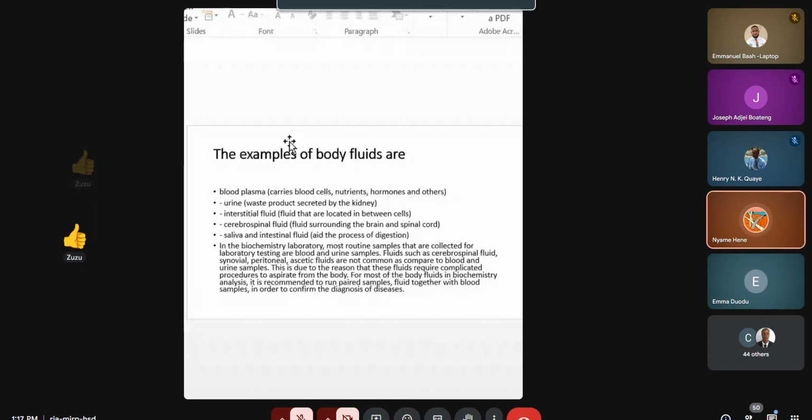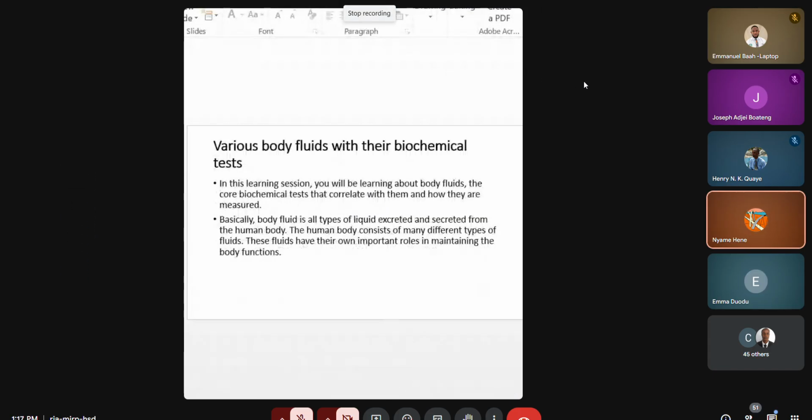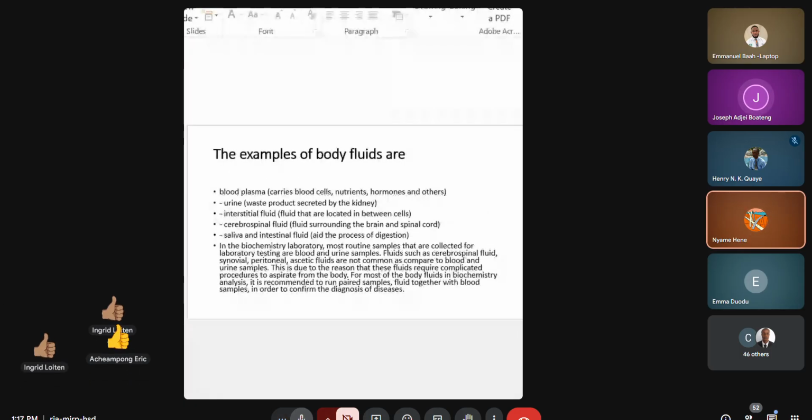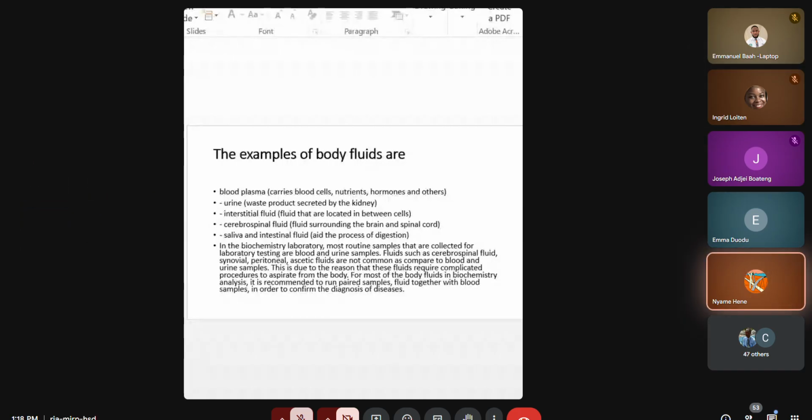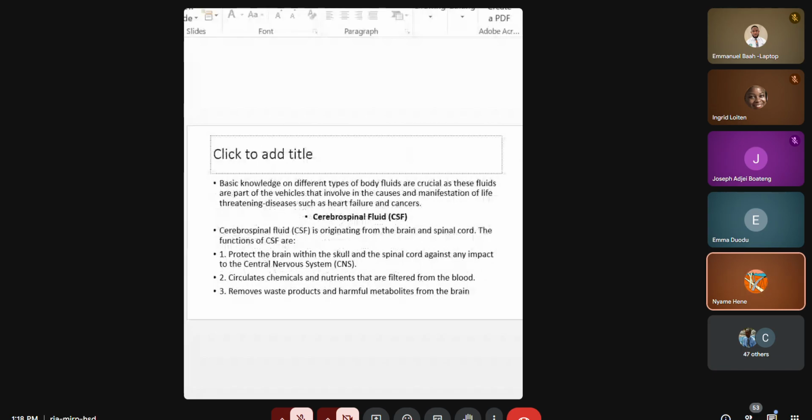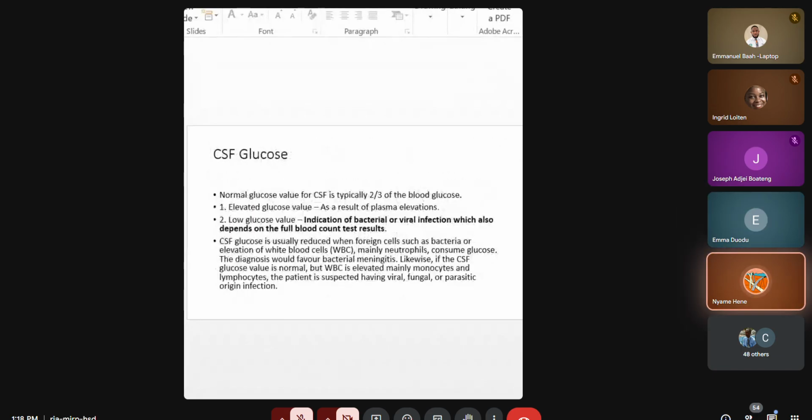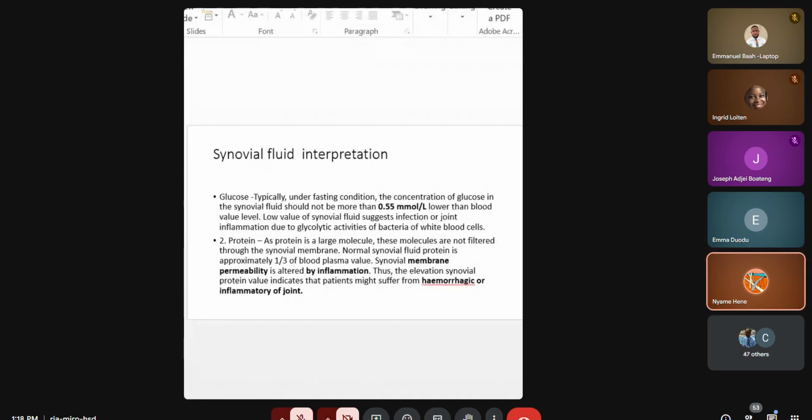Like last time, we were talking about fluids. You know that in the body there are fluids, and you as a biochemist are going to use these fluids as your sample. These are the fluids.